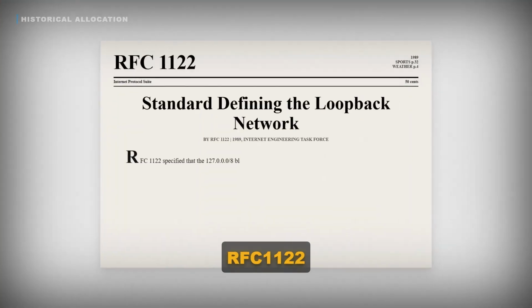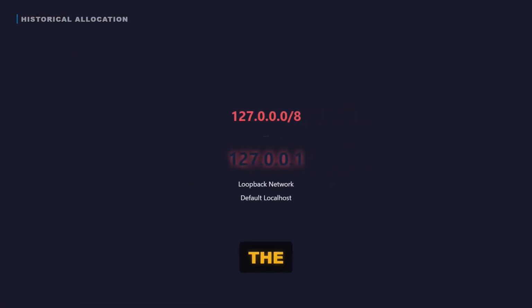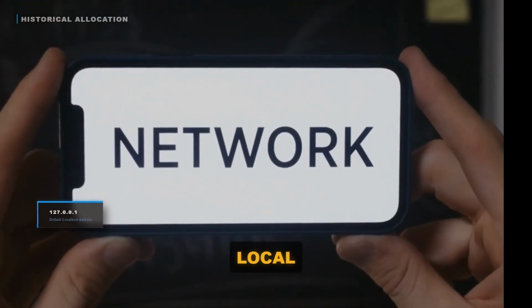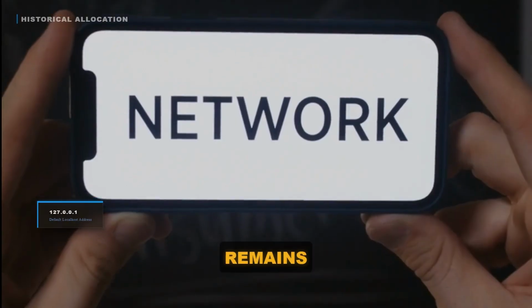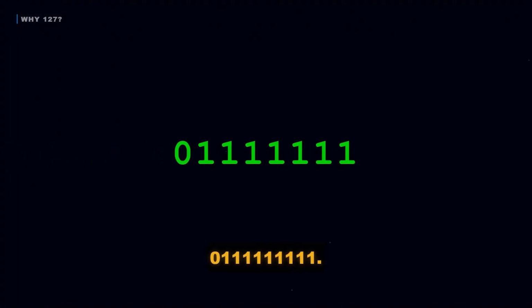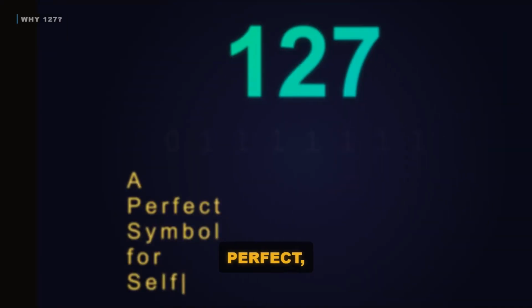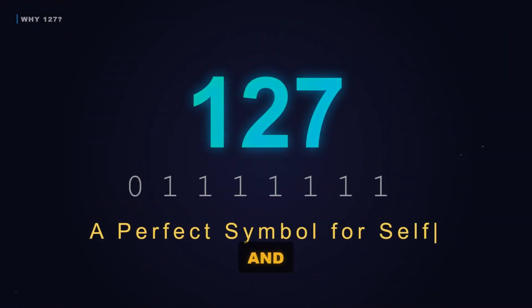In 1989, RFC 1122 defined the 127.0.0.0/8 block as the loopback network. From this range, 127.0.0.1 was chosen as the default localhost address, and it remains so. Why 127? In binary, it's 01111111, all ones except the leading 0. That made it the highest address in the first Class A block, a perfect, memorable symbol for self and loopback.